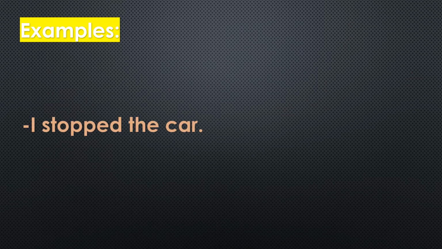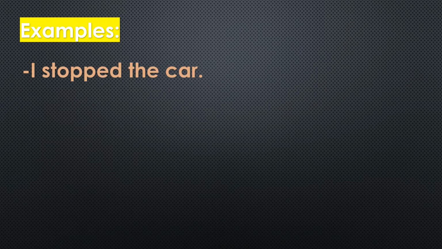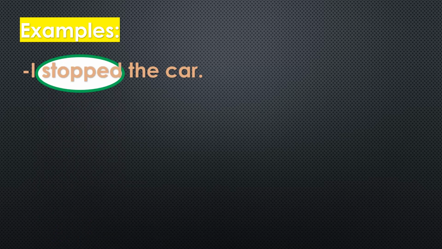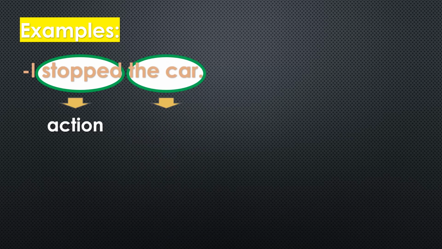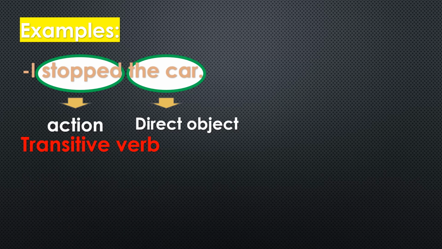Okay. Another example. I stopped the car. So I here is the subject. Stopped here is the action, right? It's the action verb. And the car. What did I stop? I stopped the car. So the car here is the direct object. So here I have an action verb and I have a direct object. So this is transitive or intransitive? Excellent. This is a transitive verb.